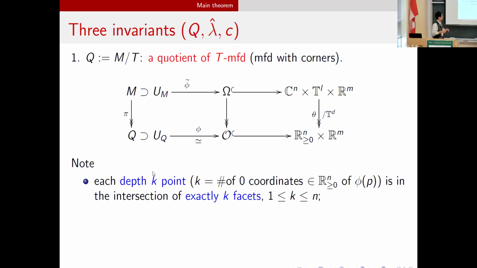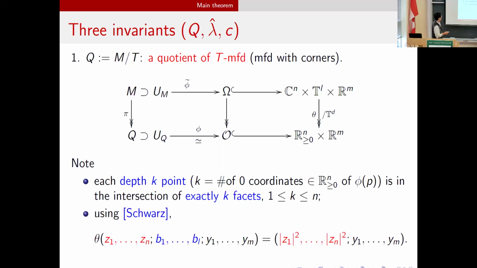And for this depth k point, the manifold with faces says that this depth k point is in exactly k facets. Now we can also think about the depth 1 point, which is where only one coordinate is 0. And the closure of the connected component is called a facet. And so a depth k point is in the intersection of exactly k facets. So this gives the structure of a manifold with faces.